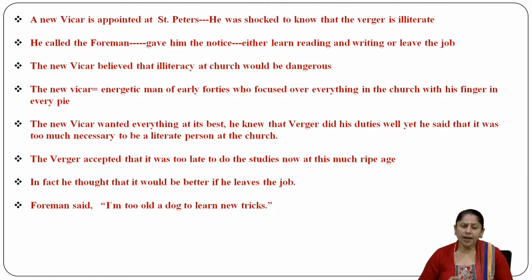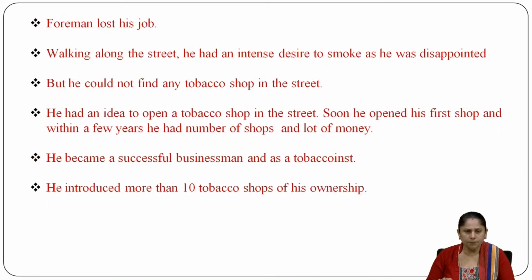The idea of the verger, Albert Edward Foreman, was: I am too old a dog to learn new tricks. He thought that I am of a very ripe age and it is now impossible for me to learn anything new. So he thought, let me leave the job, otherwise I will get another new opportunity to do some other job and be relieved from the tension. That was the only idea in his mind, and that's why he focused on that idea and was very much determined to leave the job.